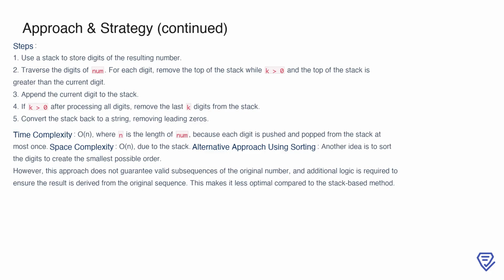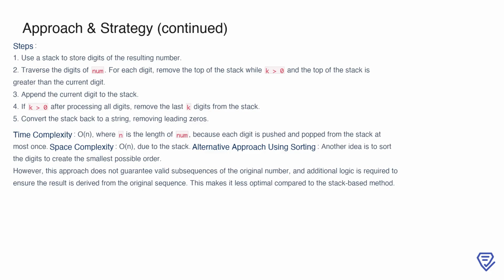After processing all digits, if k is still greater than 0, we remove the last k digits from the stack. Finally, we convert the stack into a string, ensuring we remove any leading zeros. This approach is efficient, with a time complexity of O(n), since each digit is pushed and popped from the stack at most once. The space complexity is also O(n), due to the stack.